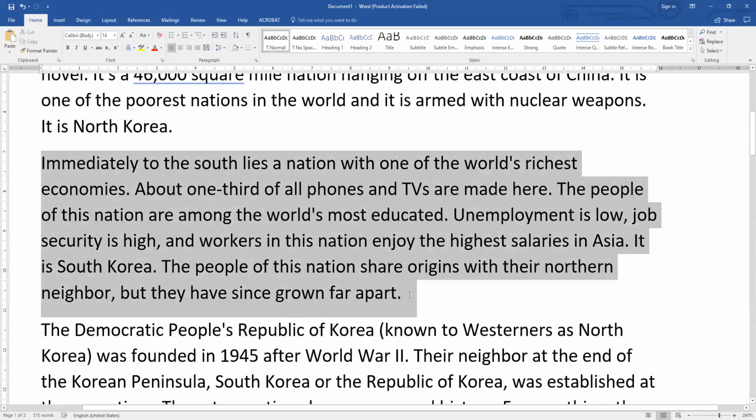Immediately to the south lies a nation with one of the world's richest economies. About one-third of all phones and TVs are made here. The people of this nation are among the world's most educated. Unemployment is low, job security is high, and workers in this nation enjoy the highest salaries in Asia. It is South Korea. The people of this nation share origins with their northern neighbor, but they have since grown far apart.